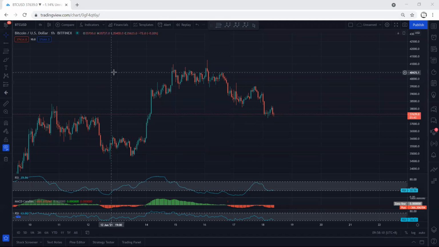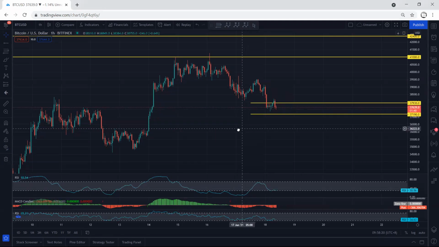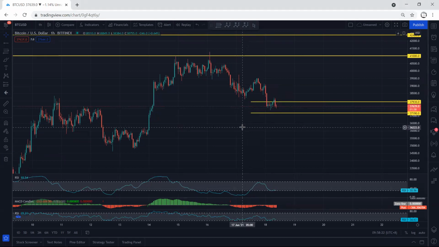Okay, in this case we just follow the chart. If I see any update or any trade setup that can confirm the next move, I will share.